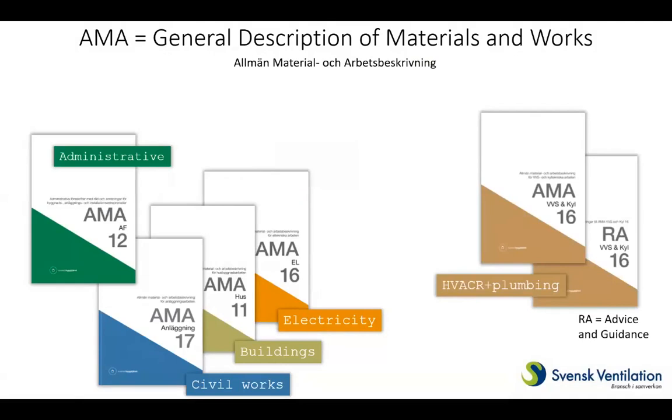Every ARMA is also followed by an RA part, which looks the same, but it's advice and guidance. So the real ARMA part is more or less a template for inquiries and orders for construction contracts. And the RA is advice and guidance to the one who is making up the specification.